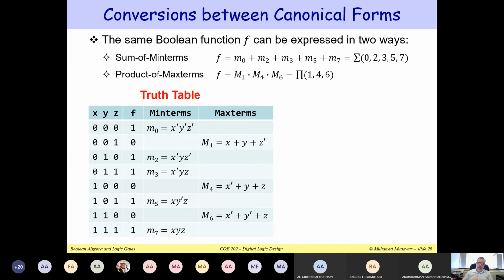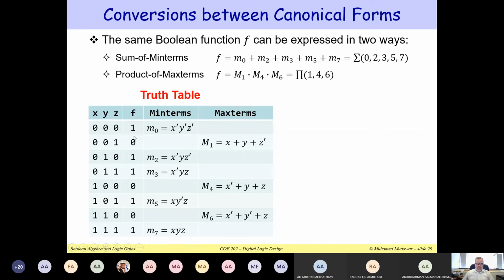Let us move on. Now we can easily convert between canonical forms. So there are 2 canonical forms: we have sum of minterms and we have product of max terms. Here I have the truth table of a function f, which is given by this column. Now notice that we have 5 ones. So this is minterm 0, minterm 2, minterm 3, minterm 5, minterm 7. And I have here 3 max terms: max term 1, max term 4, and max term 6. So we have 5 ones and we have 3 zeros.